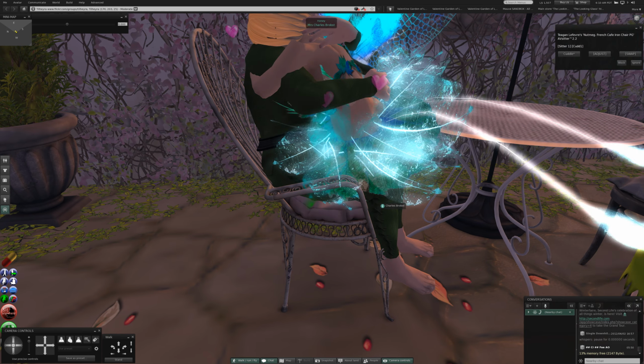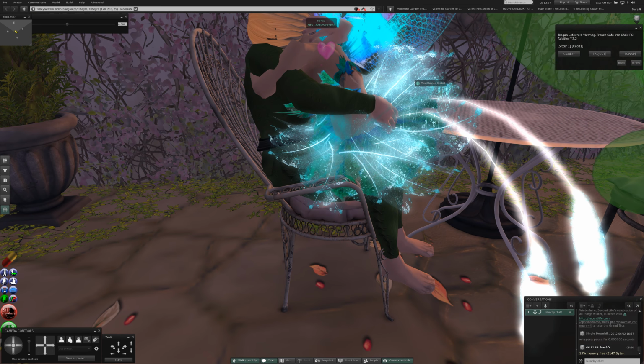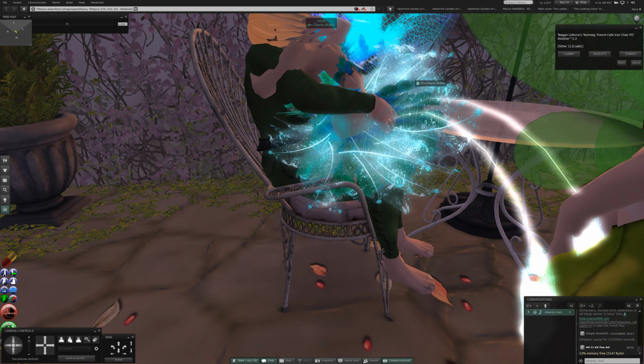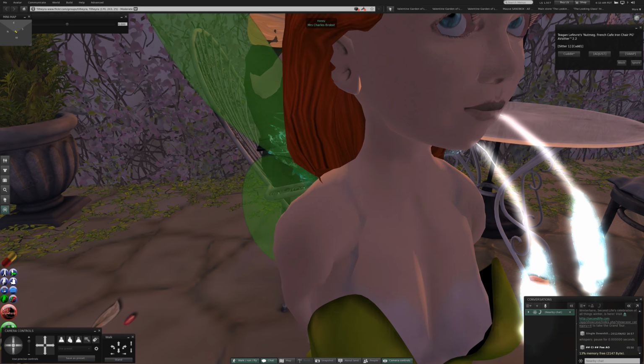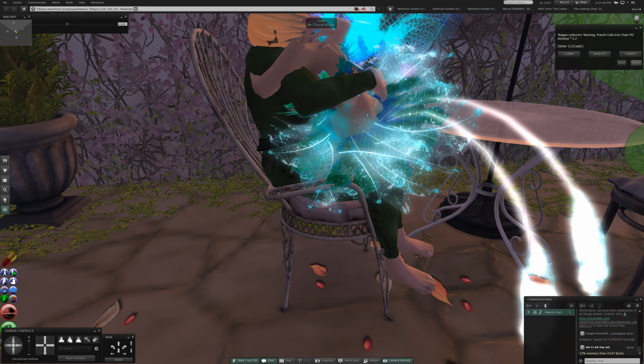There we are. So this is the Nutmeg French Cafe Iron Chair PG.